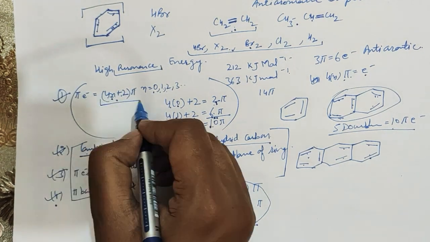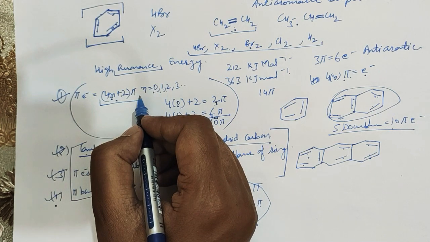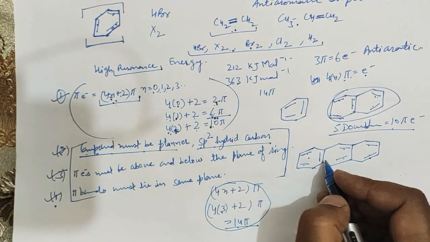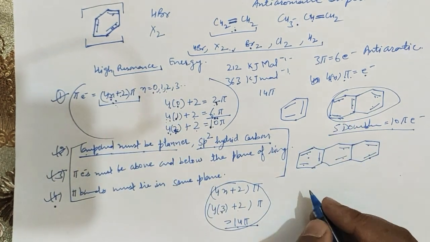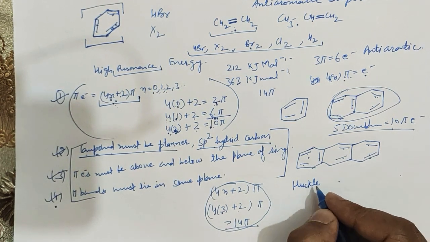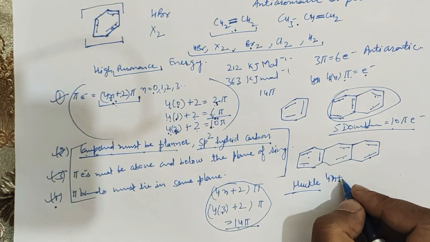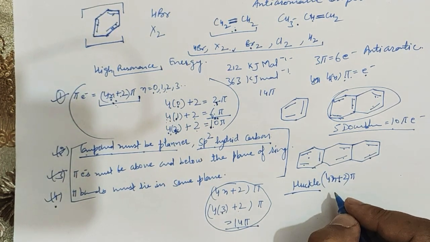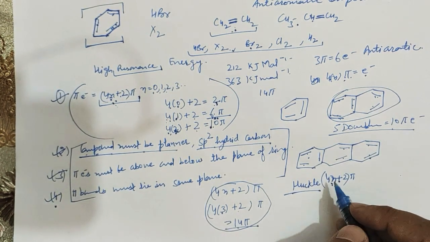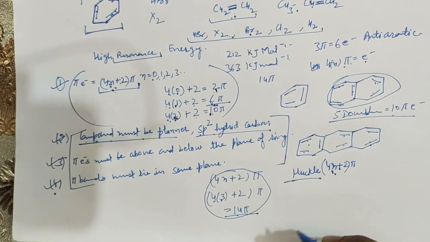So how to put this formula, Huckel's rule of aromaticity? If you appear in some entrance exam or somewhere else, most probably the question comes from here, that compounds are given and you are asked whether these compounds follow Huckel's rule of aromaticity or not, or whether these compounds are aromatic or not. So you have to put the formula 4n plus 2 pi. If you are able to apply this formula on the given compound, you will solve the question very easily.